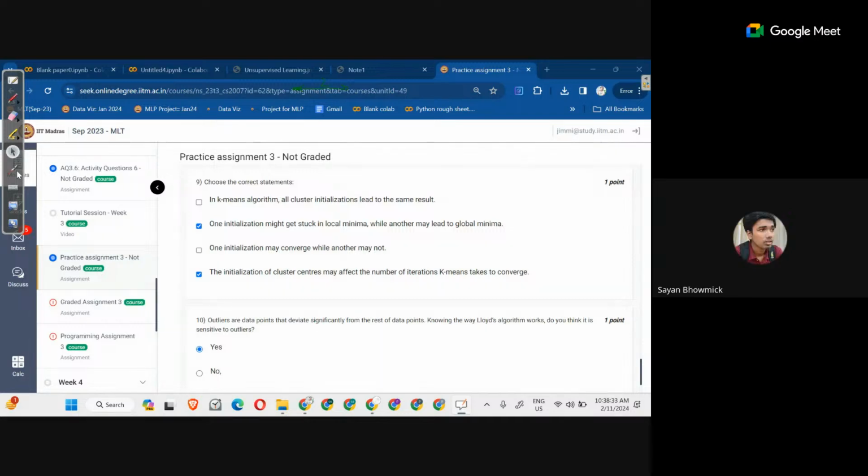The worst case scenario is k raised to n iterations to converge. Let's say you have initialized in one way and you're getting k raised to n iterations to converge. If you change the initial cluster centers and you get at least one case with fewer steps, let's say k raised to n minus 1 steps, then it's not the same for at least one case. So that means the initialization actually matters.